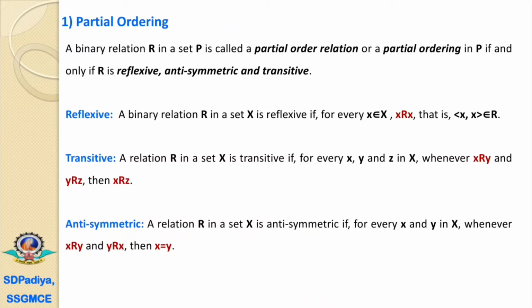In our previous videos, we have already discussed ordering and relation. Any set which has importance to the order and which has relations between the elements of the set is called an ordering pair. Now, for partial ordering, a binary relation R in a set P is called a partial order relation or a partial ordering in P if and only if the relation R is reflexive, antisymmetric and transitive.